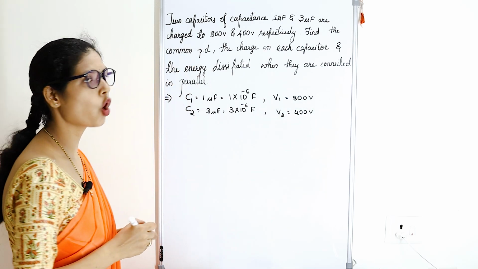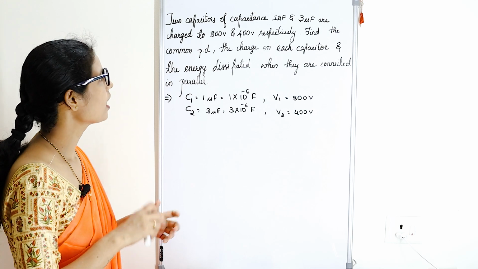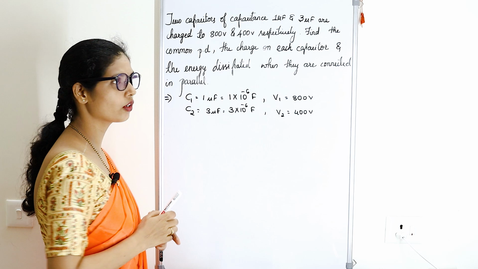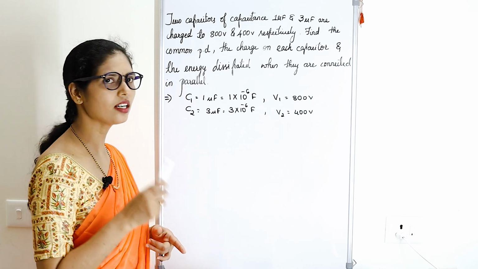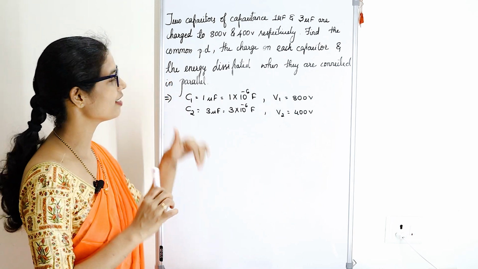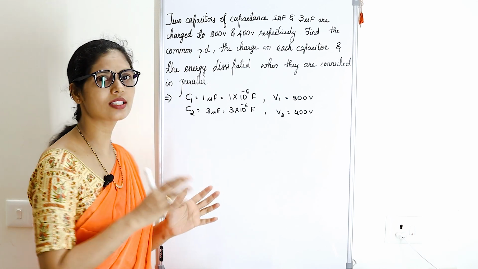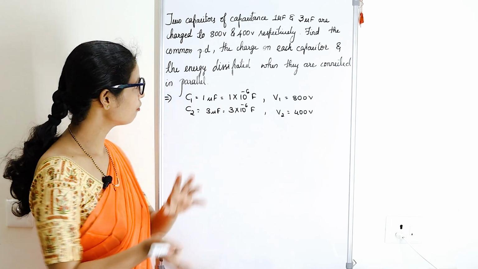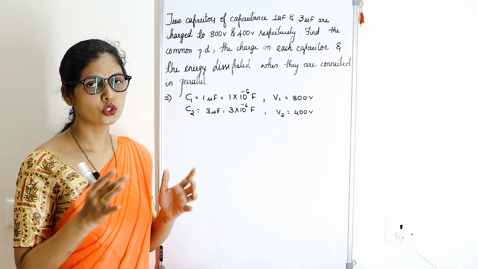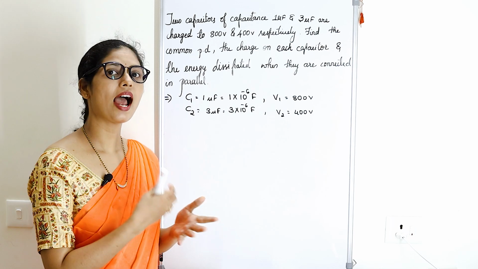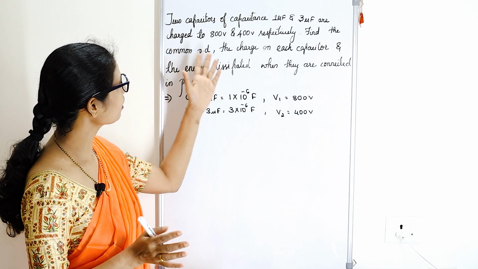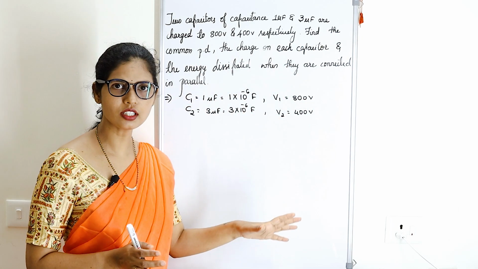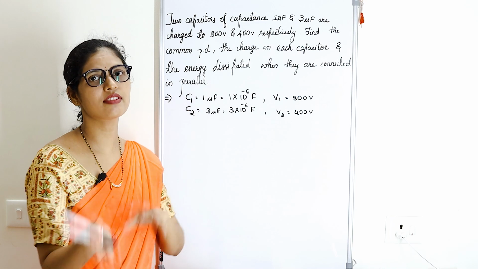Find the common potential difference and the charge on each capacitor. Then you need to calculate the energy dissipated when they are connected in parallel. When they ask you about energy dissipation, basically it is loss in energy. So when you have to talk about loss in energy, there exist two conditions: before the connection and after the connection. You have to calculate before the connection as well as after the connection. Since they have asked the charge on each capacitor, you have to find the charges before parallel connection and after parallel connection.